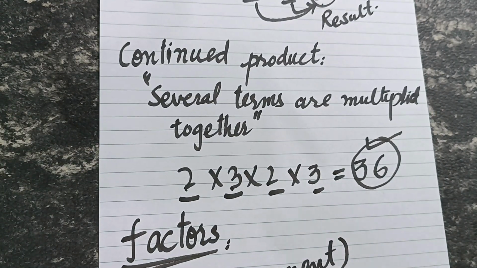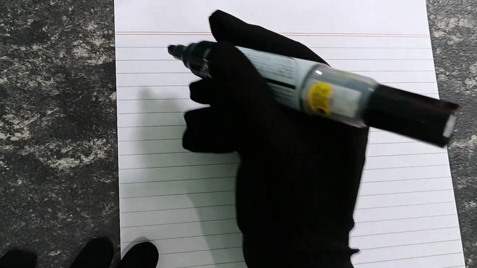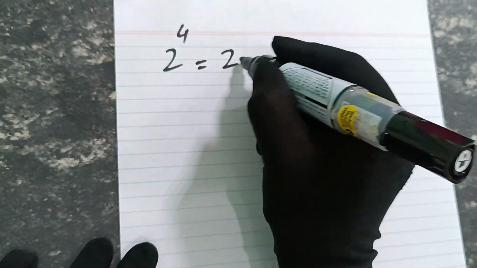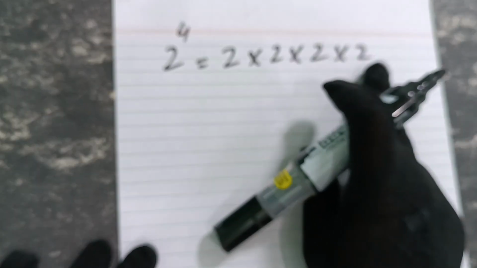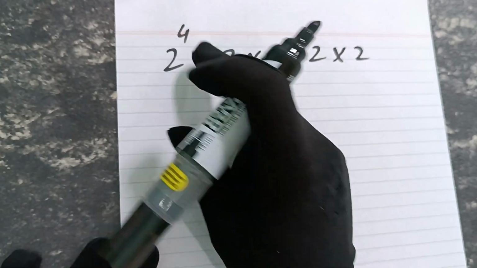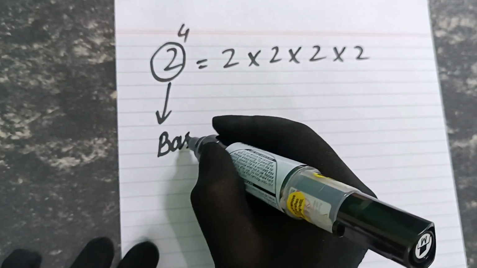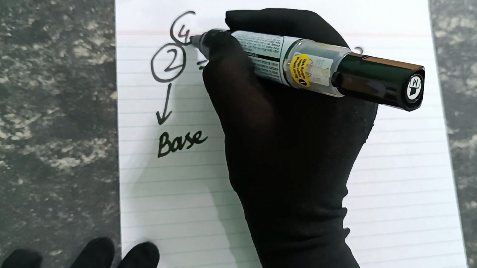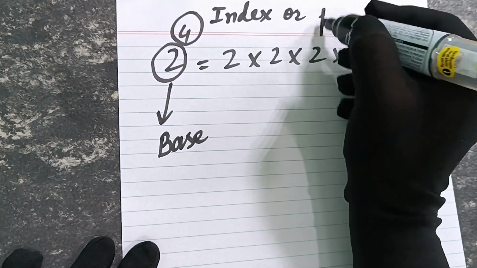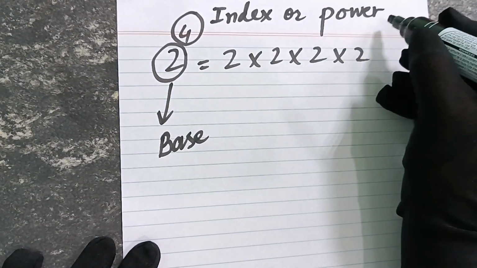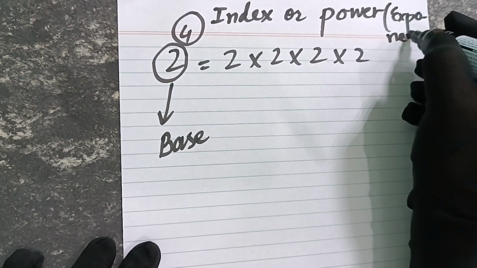So in these expressions, like I write 2 times 2 times 2 times 2, 2 is multiplied by itself 4 times, so it can be written as 2 power 4. In this one, this number is called the base, and this one is called the index or power or exponent also.